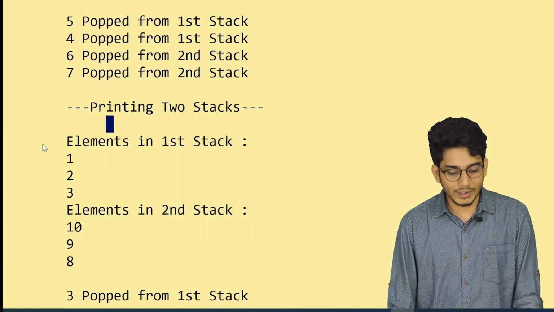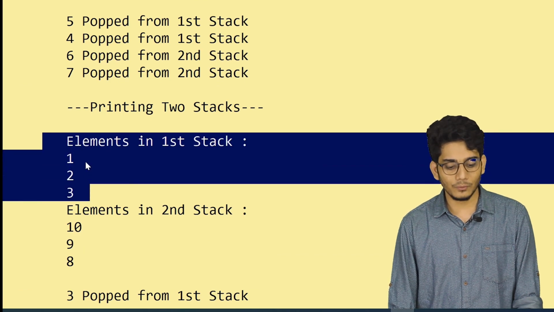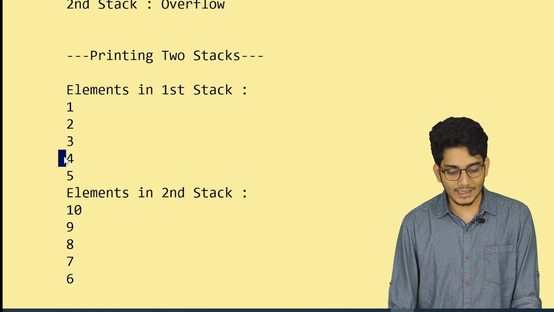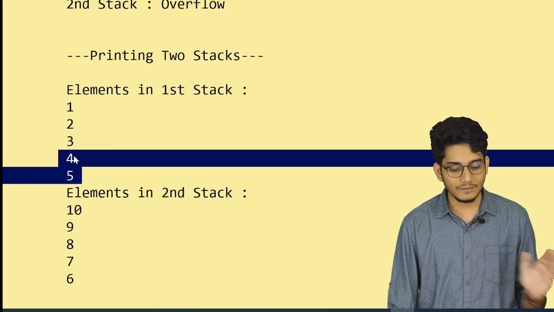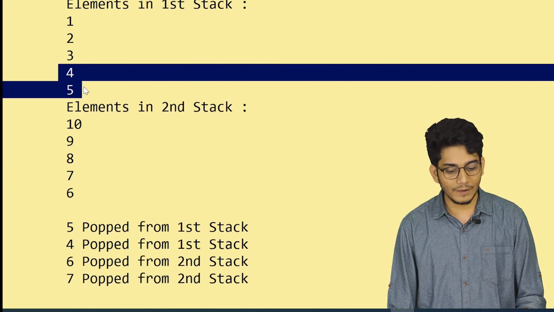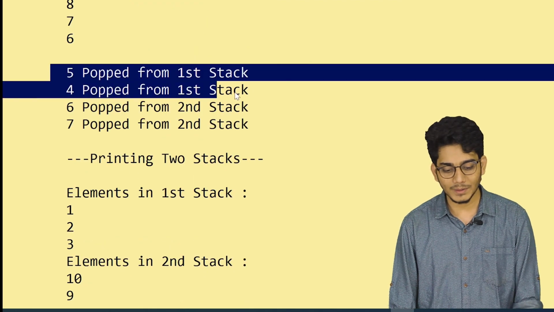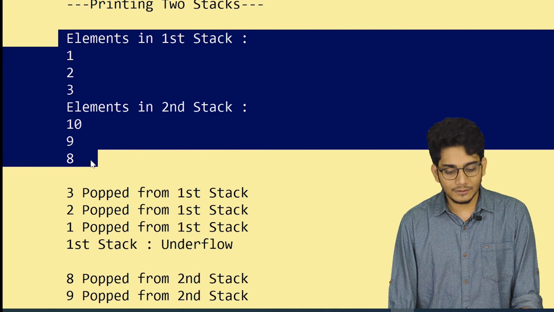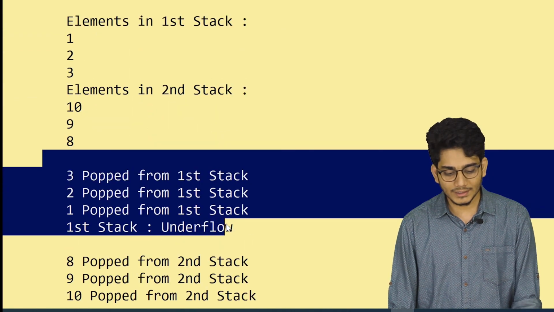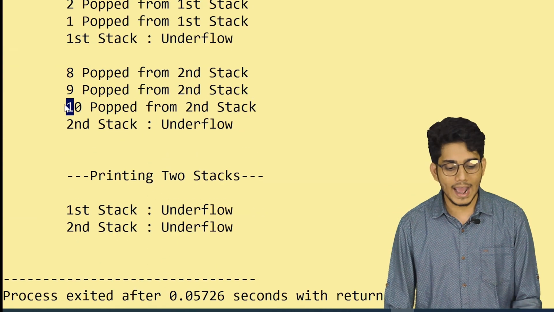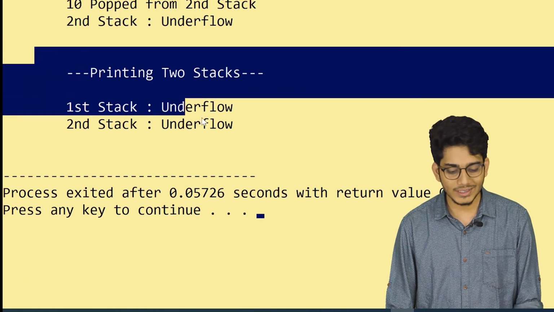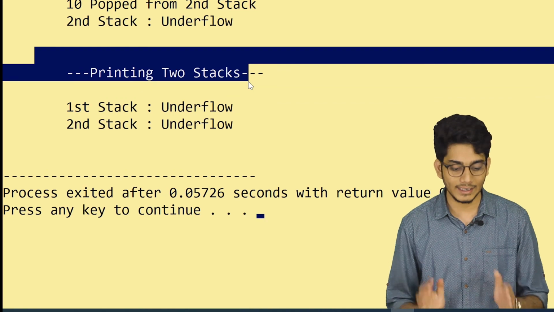After popping 2 elements, the values in the stack are 1, 2, 3 because we have followed the LIFO manner. At last we had inserted 5 and 4, and we have popped 5 and 4. You can see that we have popped in LIFO manner. So these are the values we have within our first and second stack. Now we are popping 3, 2, 1 from the first stack and we are popping 8, 9, 10 from the second stack, and at last we are printing that both of the stacks are underflow.